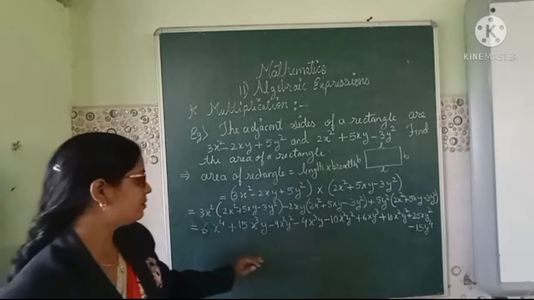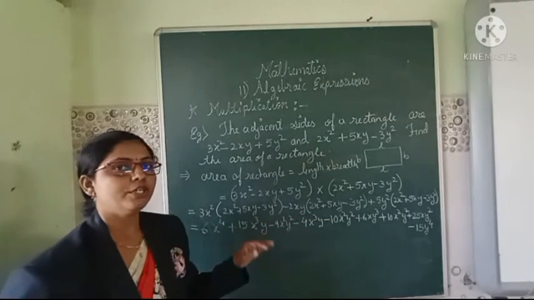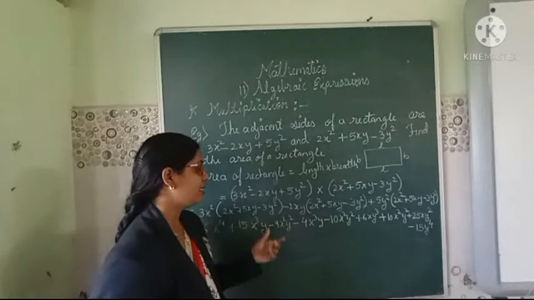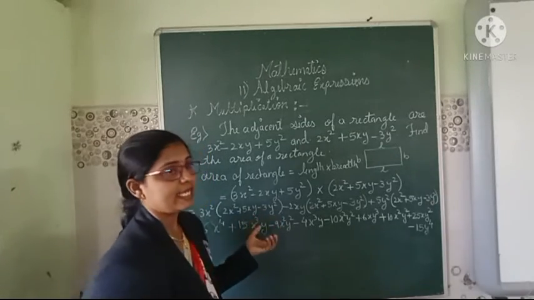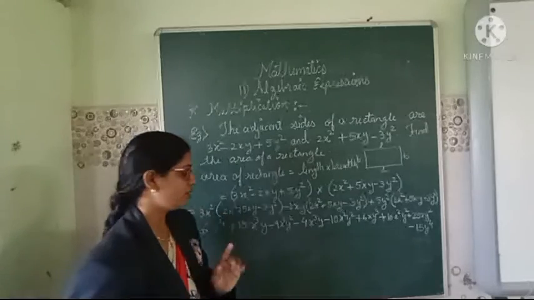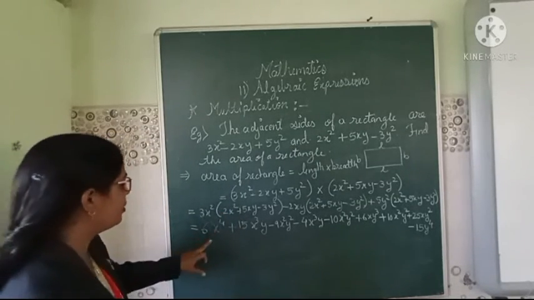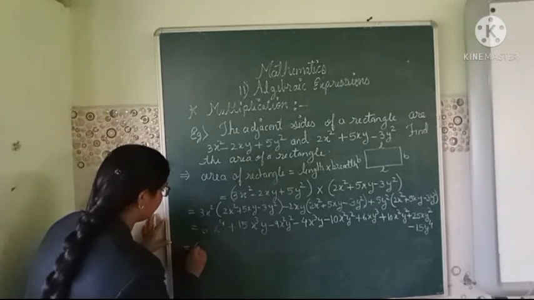Okay, so in this way you have to multiply each term. After getting multiplied, you have to observe whether any of the term is like term. If it is like term, you combine it. So let us see now. X raised to 4, is it there? No. So we will write it as it is.